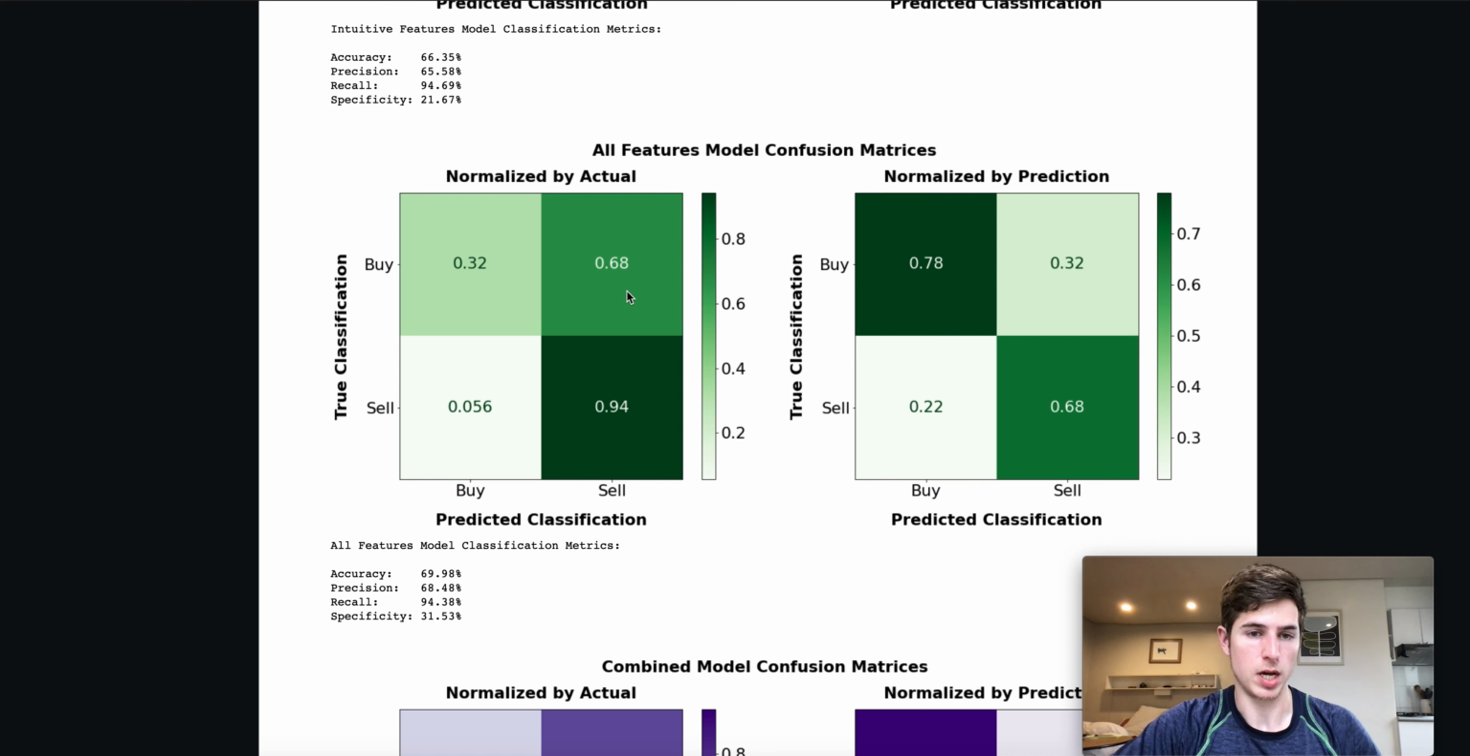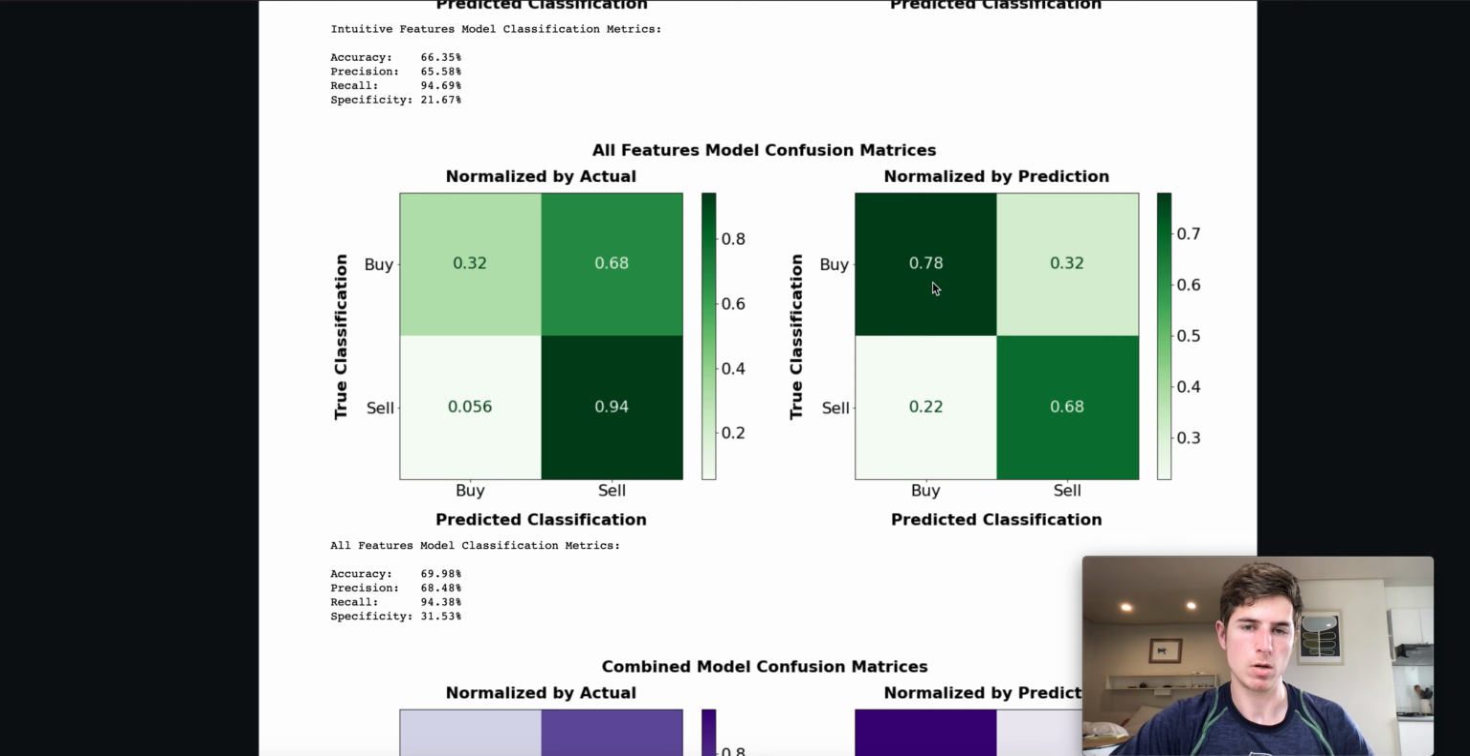But if you look here in the upper right corner, when the right thing to do was to buy, meaning that price went up in the next week, the model also said to sell 68% of the time. So that's not so good. The model trends towards telling you to sell, it seems. And if we flip over here to the right, now the columns add up to 100%, so normalized by prediction. What we see here in the bottom right corner is that 68% of the time the model said to sell, it was correct. And 78% of the time the model said to buy, it was correct.